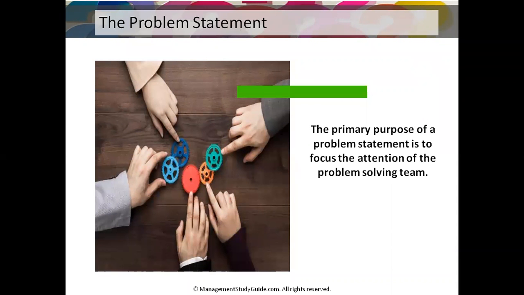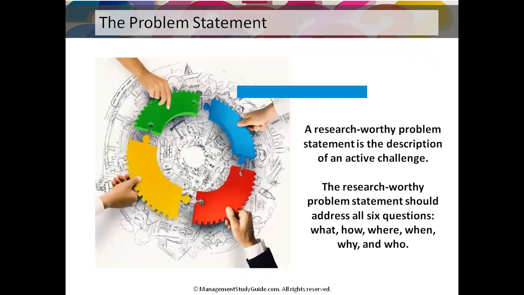The primary purpose of a problem statement is to focus the attention of the problem-solving team. A research-worthy problem statement is the description of an active challenge. The research-worthy problem statement should address all 6 questions of what, how, where, when, why, and who.